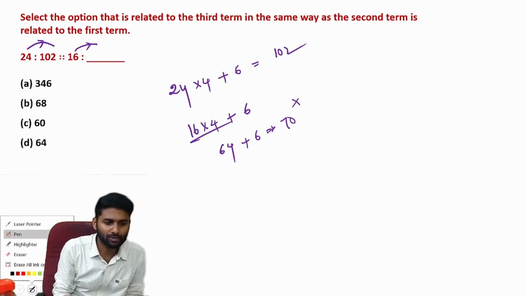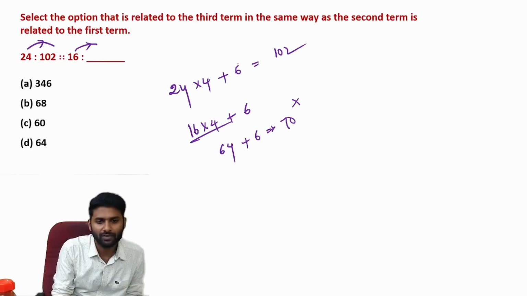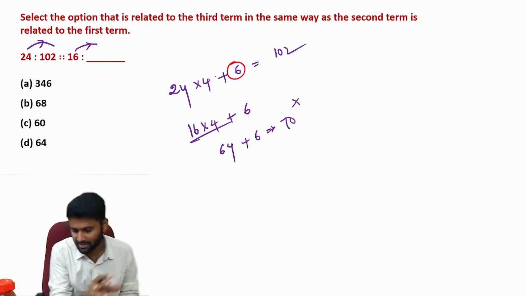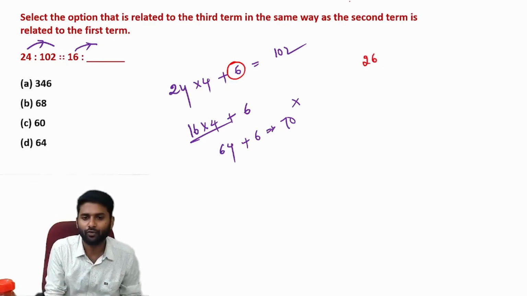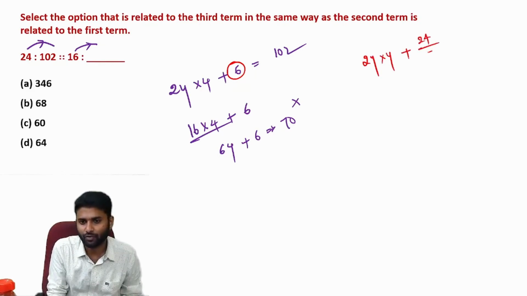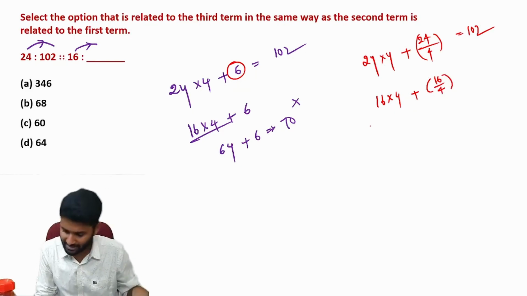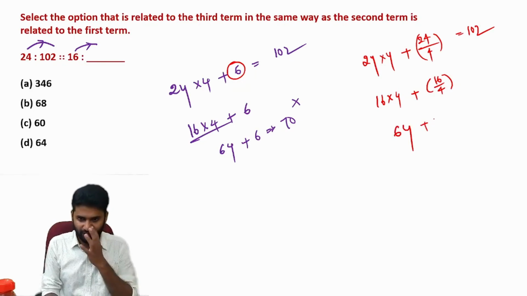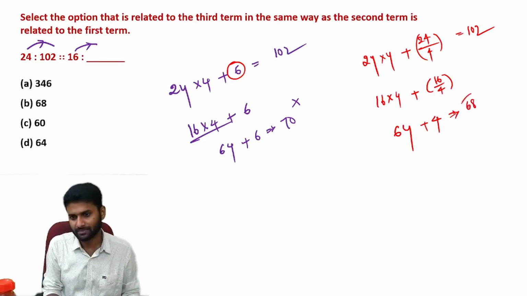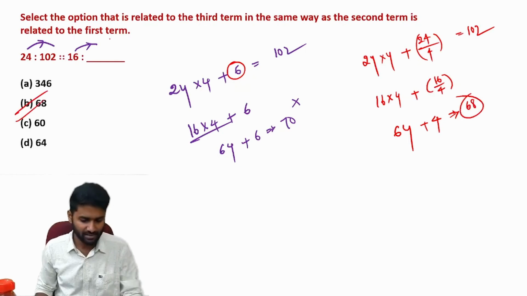But if you observe the logic properly, guys, why are we adding 6? Definitely there is a reason to add 6. So here the logic is 24 is multiplied by 4 plus 24 is divided by 4. Then it becomes 102. Same way, if 16 is multiplied by 4, 16 must also be divided by 4. Don't add 6 blindly, guys. There is always a logic. So 64, and 16 divided by 4 is equal to 4, then the answer becomes 68. 68 is the suitable answer.